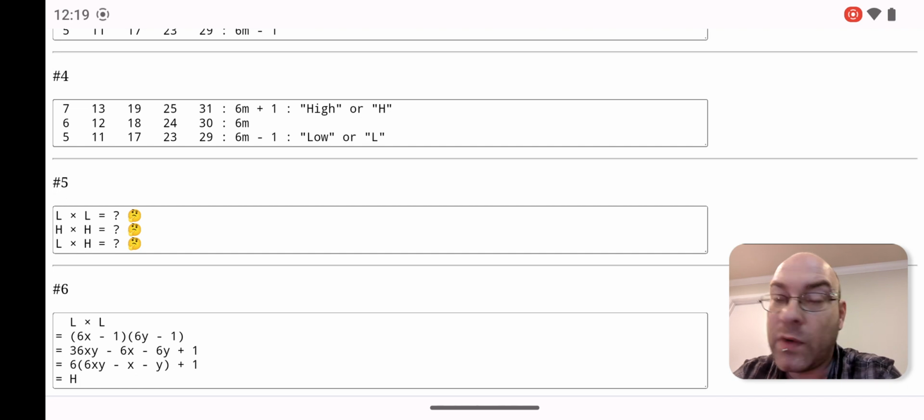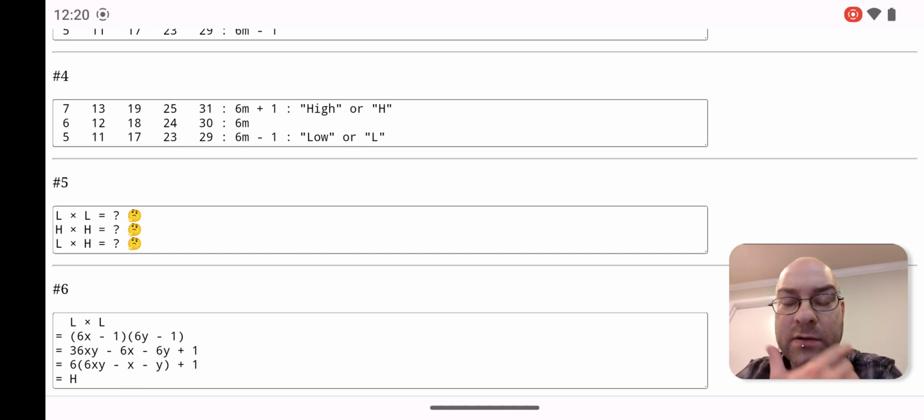And what can we do? Well, we can factor out a 6 from some of those numbers. So I've done just that. We've got 6, and then in brackets we've got 6xy minus x minus y. And then all of that plus 1.